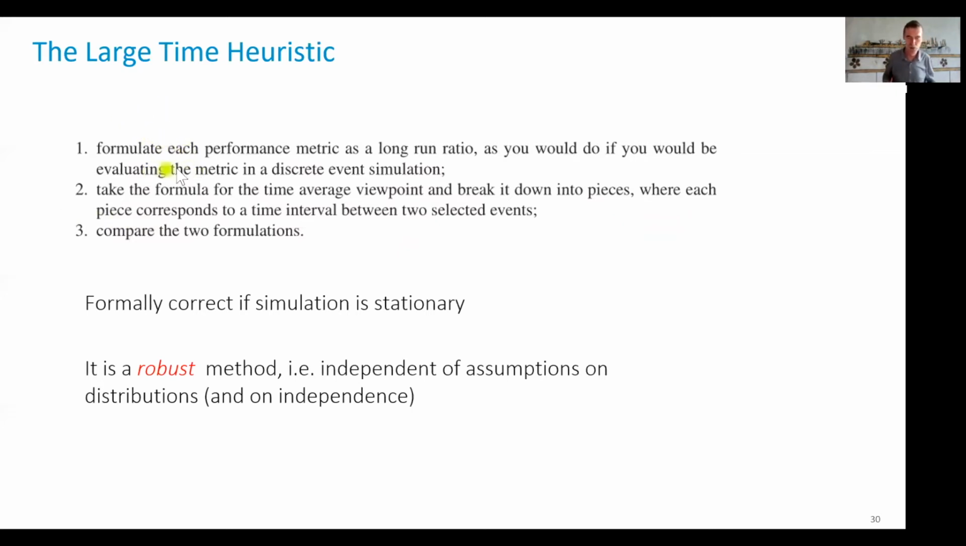It consists in formulating each performance metric as a long run ratio. This is what I call, what would you do if you run a simulation? And then take the formula for one viewpoint and break it into pieces in order to make the other viewpoint. If one, for example, is time and the other is event, then time flows continuously always, and events occur sporadically. And in that case, you break the time average viewpoint into portions that correspond to the events. And then if you're lucky and work hard enough, you will be able to compare the two formulations.